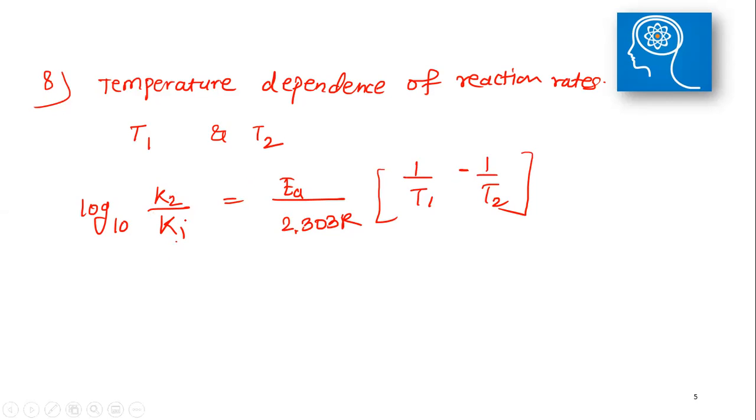Okay, so this is all about the formulae from this chapter. These are all the formulae in this chapter. Now we'll move towards the practice session. Now let's start the practice.